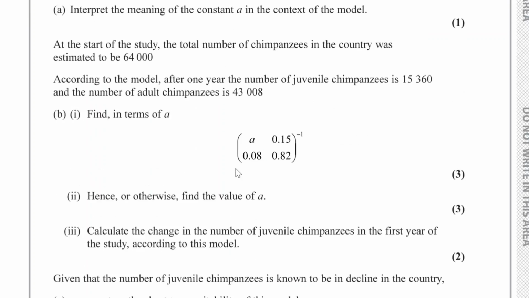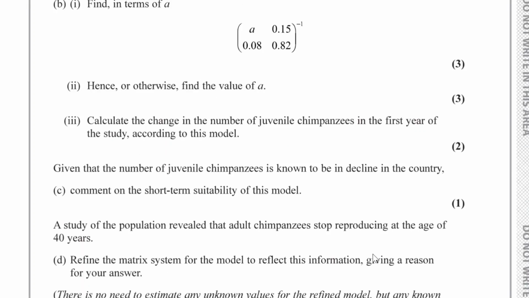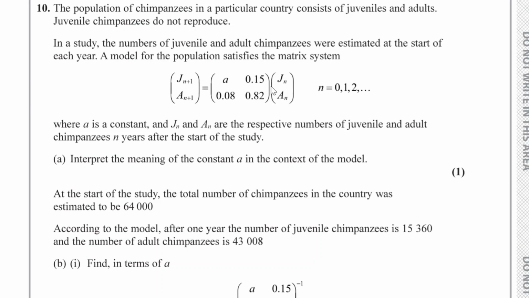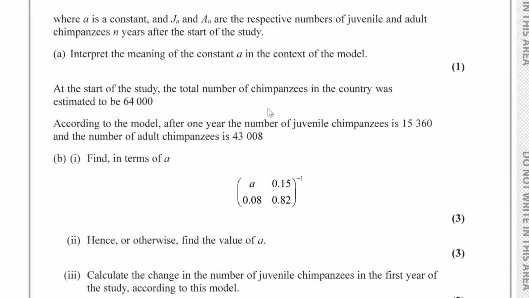And obviously we must talk about how when we multiply this matrix with this vector together, A would represent the proportion of juvenile chimpanzees that survive and remain. So the fact that a constant is multiplied by this number tells us that chimpanzees remain for the next year. So that's quite important.